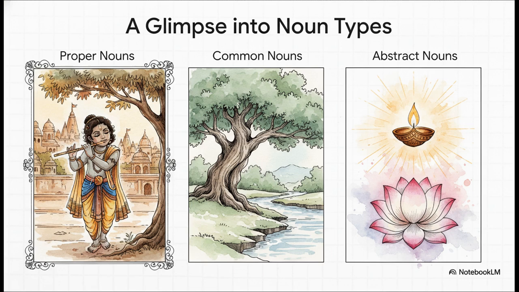Of course, you have proper nouns for specific names like a person or a city. Then you have common nouns for general things like human or river. And then you've got abstract nouns for things you can't touch, like goodness or sweetness. And that's just 3 of the 8. Each one has its own specific job, which lets you make these incredibly subtle distinctions.